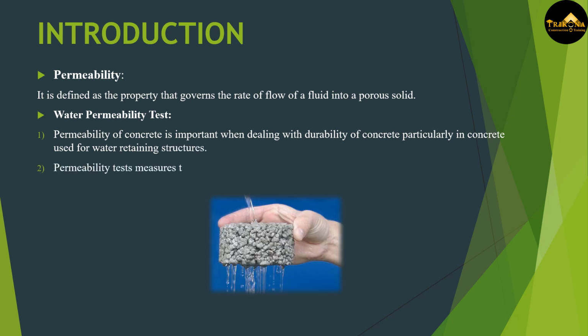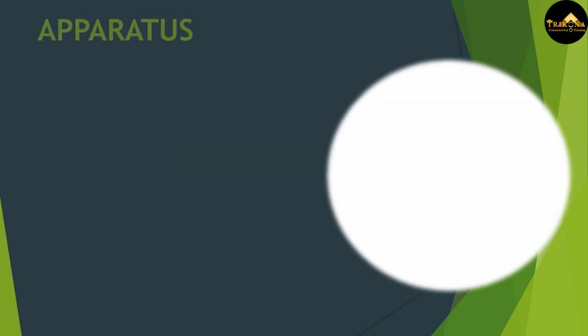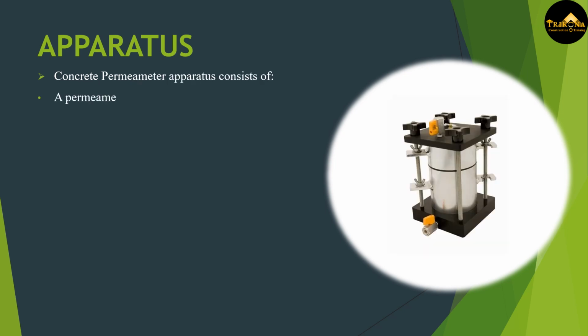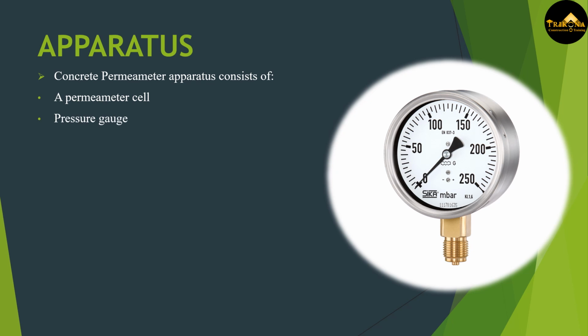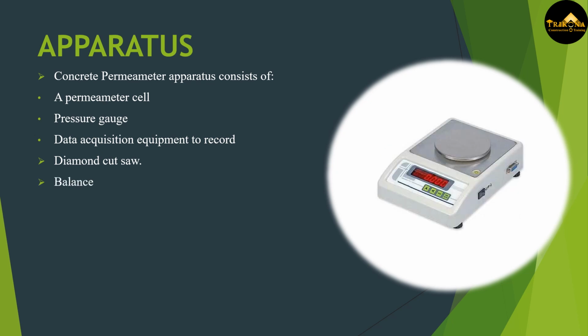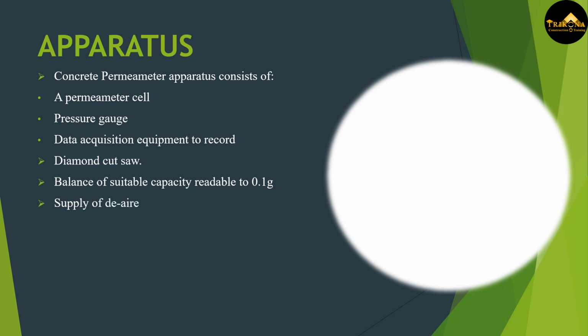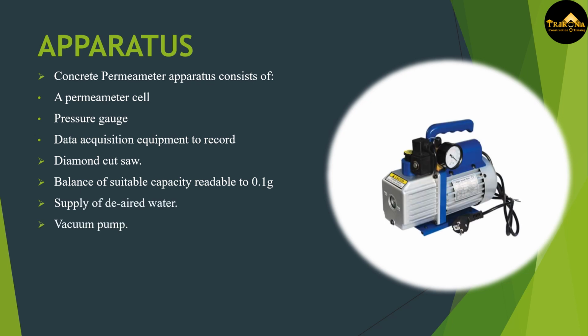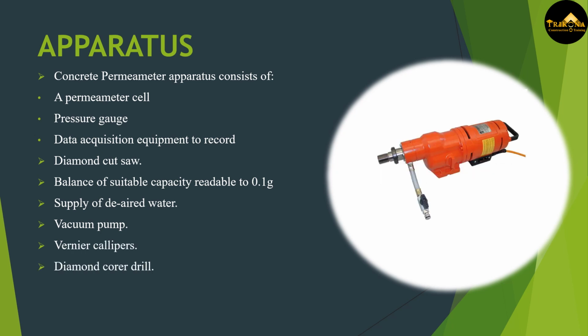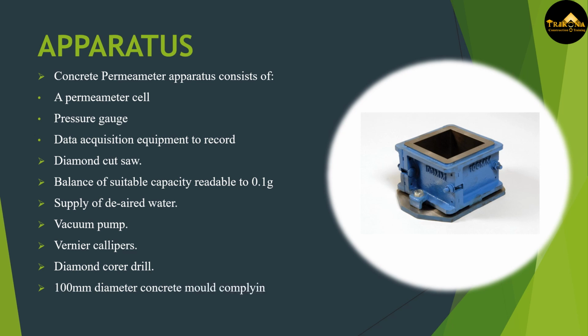Permeability tests measure the ease with which liquids, ions, and gases can penetrate into the concrete. Apparatus. Concrete permeameter apparatus consists of a permeameter cell, pressure gauge, data acquisition equipment to record, diamond cut saw, balance of suitable capacity readable to 0.1 grams, supply of de-aired water, vacuum pump, vernier calipers, diamond core drill, and a 100 mm diameter concrete mold complying with AS 1012.8.